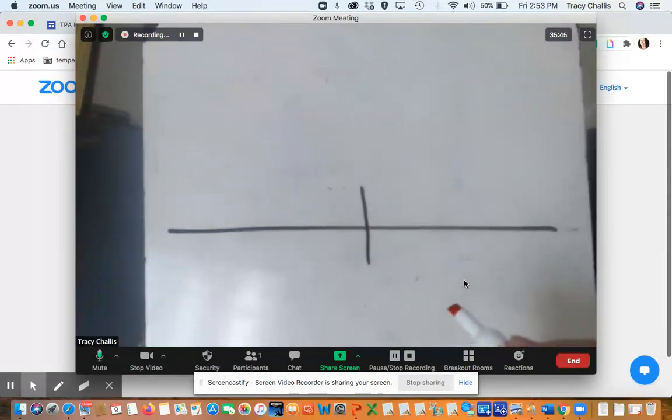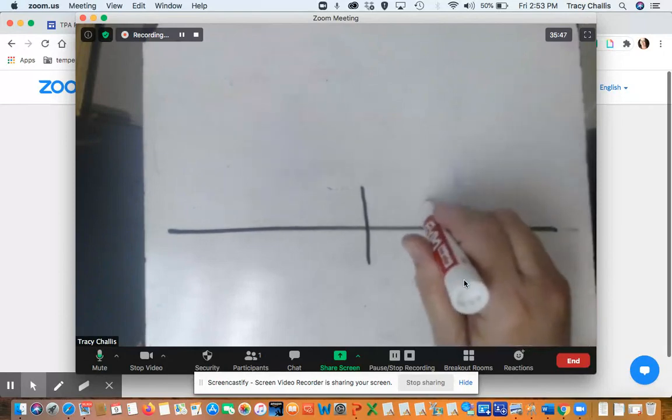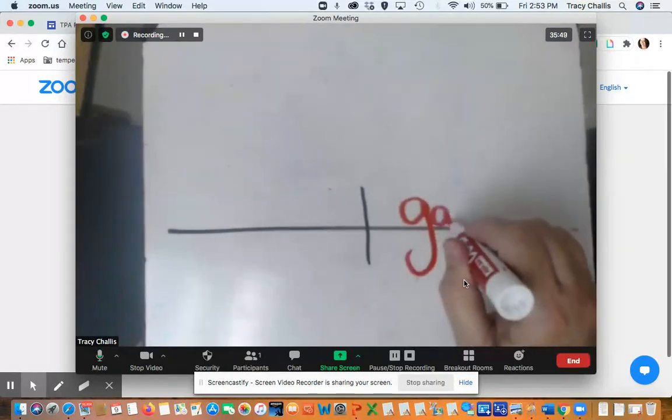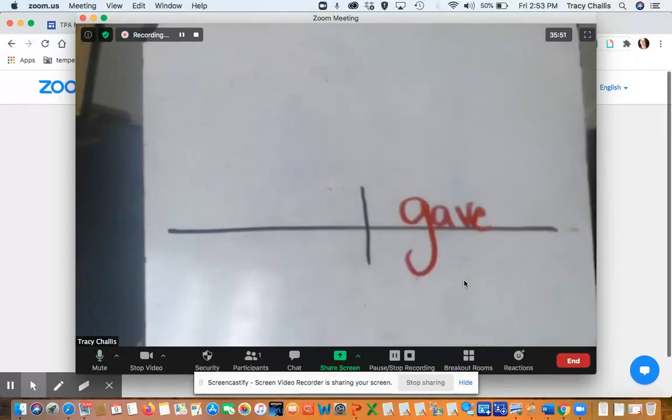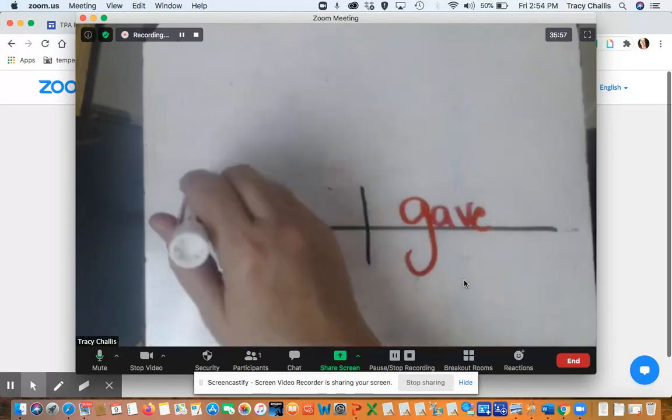But you have to diagram the verb first. And we said the verb was gave. Make sure your G hangs below the line, and you put in gave. And then you have to ask yourself who or what gave. And in this case, it's headmaster.